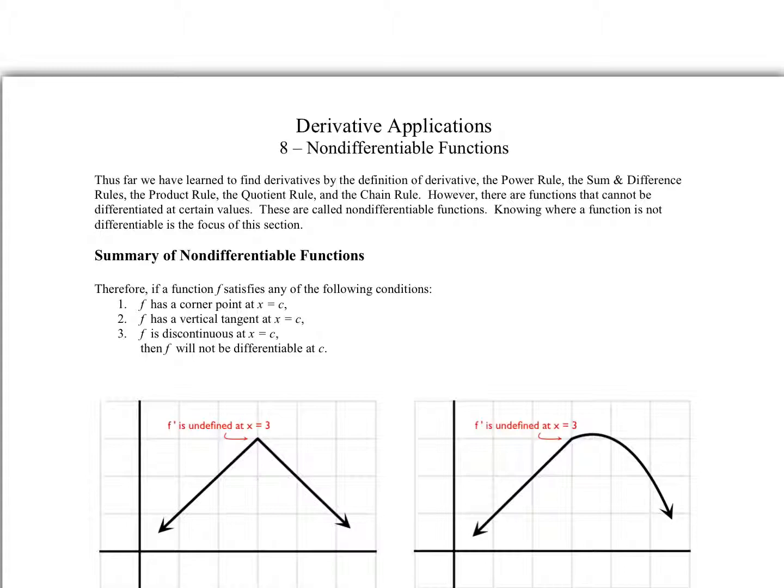However, even though we did all that, there are some functions which you just cannot differentiate. And some functions you can differentiate, but at certain values you won't be able to find the derivative. Those kinds of functions are called non-differentiable functions. There's a lot of syllables in that word. So figuring out where a function is not differentiable is what this lesson is all about.